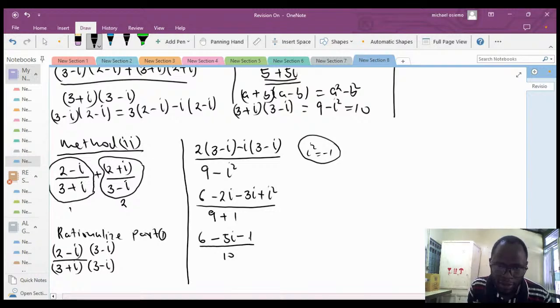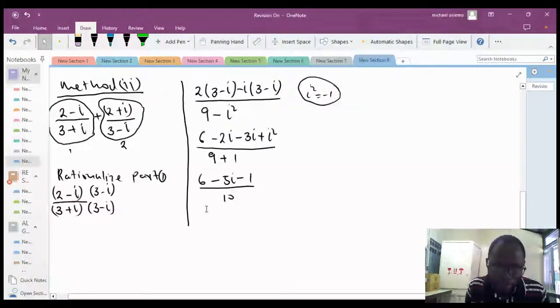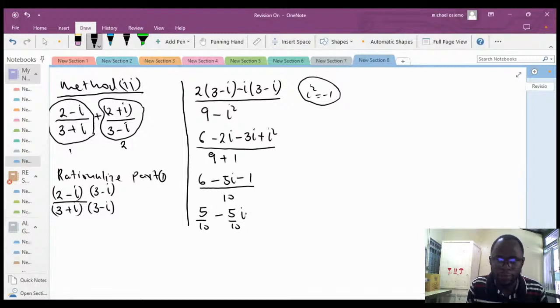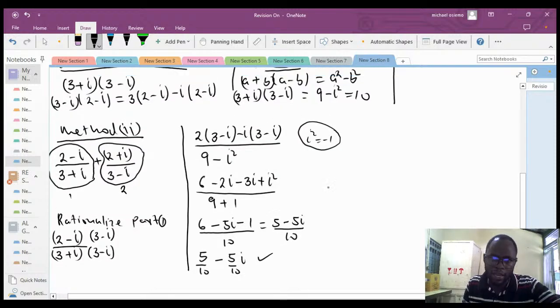So 6 minus I is equal to what? -1 is equal to 5 over 10 minus 5 over 10 I. So that's the first part. You can see this part is equal to 5 minus 5I over 10. Definitely, we have a common LCM, so you can separate it to be like this. Then now from there, let us have the second part.